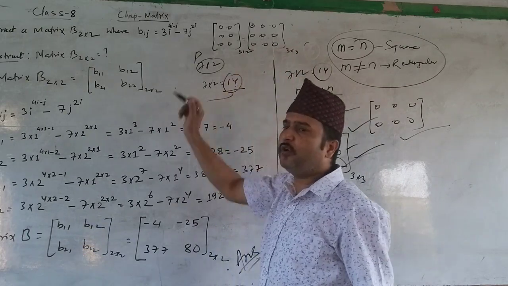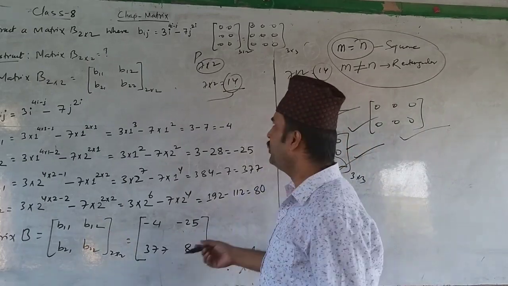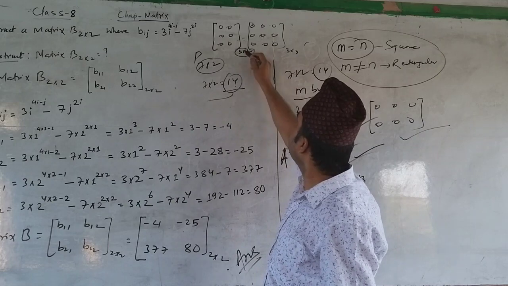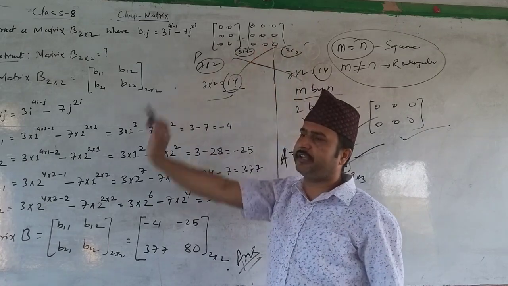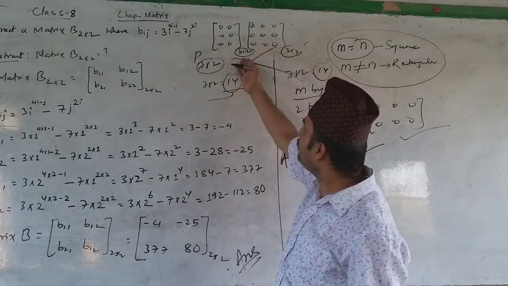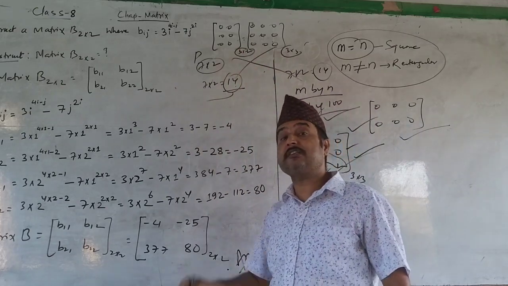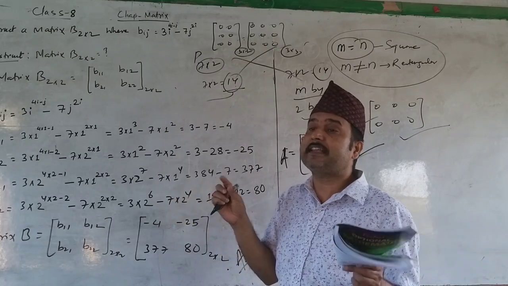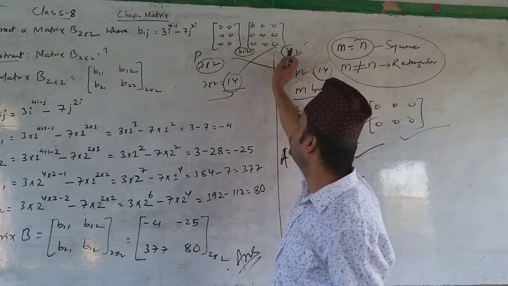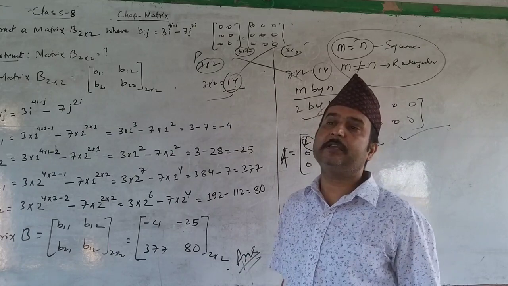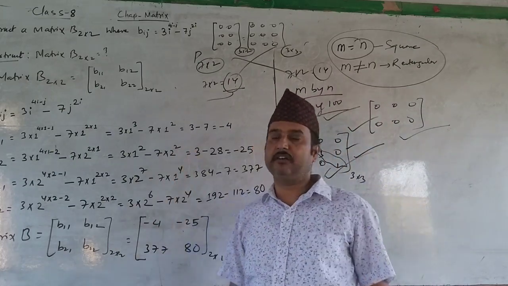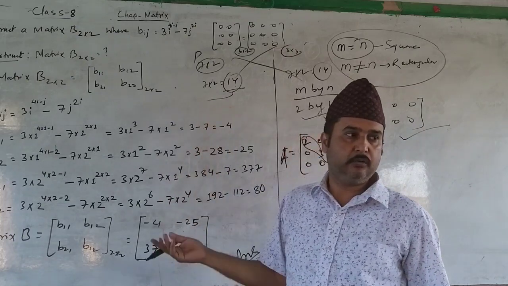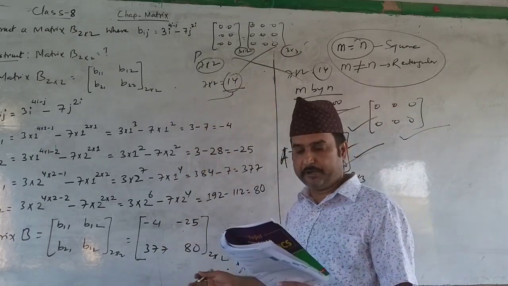Are they equal? No, it is impossible. How can they be equal? First of all, as I have already explained, you have to see the order. The orders are 3 by 2 and 3 by 3. They are not equal. Impossible. If orders are equal, then there may be a chance of being equal. So these two matrices are not equal. Give the reason: because their orders are not equal. No need to compare the corresponding components.